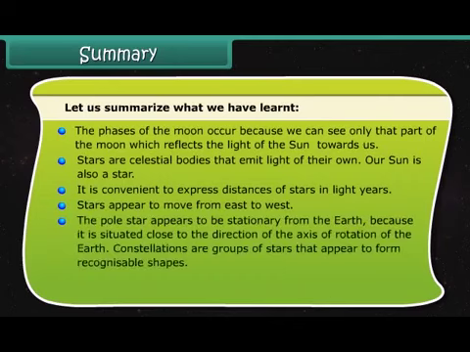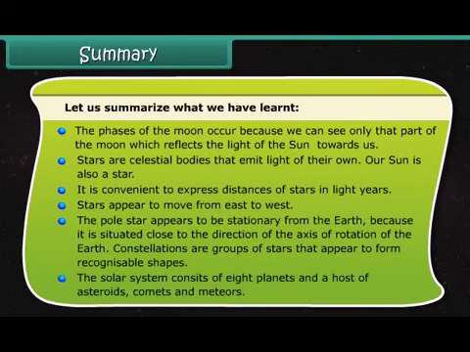The pole star appears to be stationary from the Earth because it is situated close to the direction of the axis of rotation of the Earth. Constellations are a group of stars that appear to form recognizable shapes. The solar system consists of 8 planets and a host of asteroids, comets, and meteors.